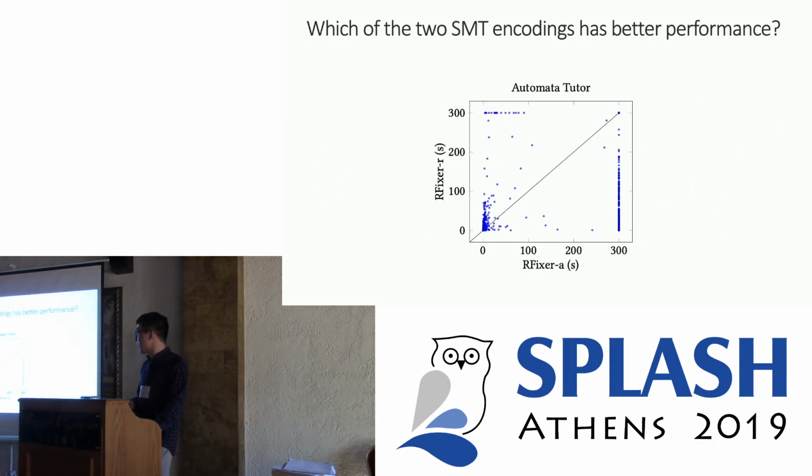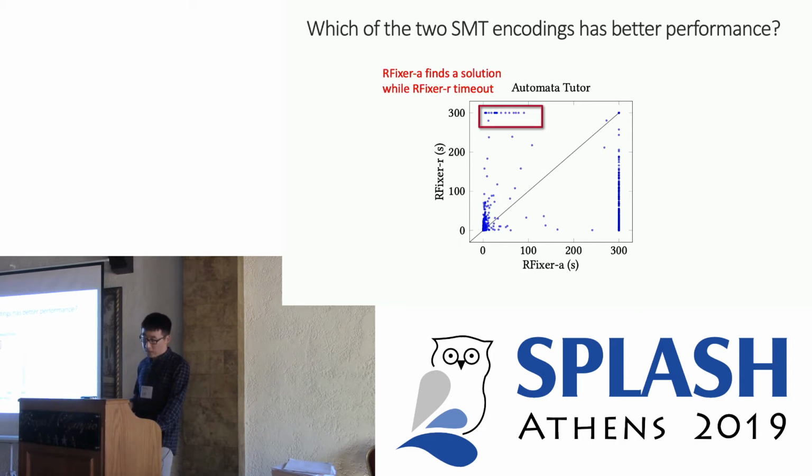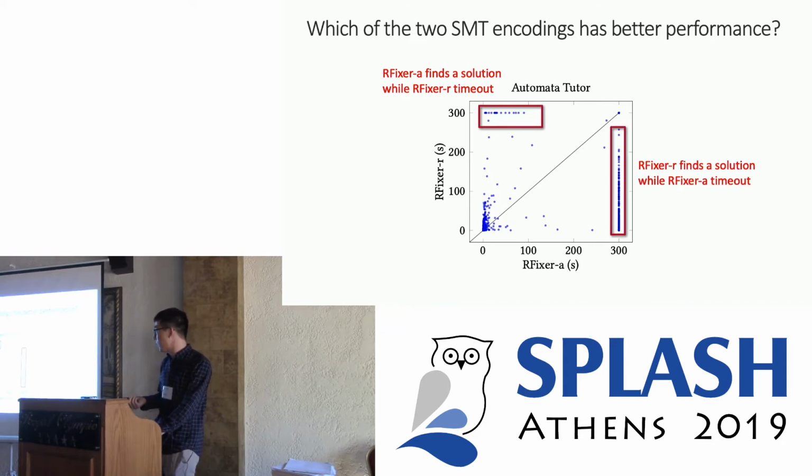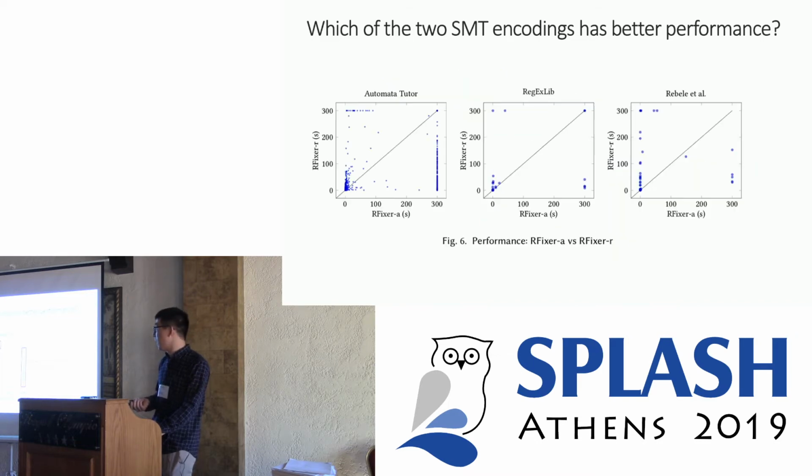And here is a comparison of running time for the 2 SMT encodings. RFixer A denotes the automata-based SMT encoding, and RFixer R denotes the regular expression-based SMT encoding. As we can see, there are many cases where RFixer A finds a solution where the other times out, and vice versa. But in general, RFixer A could terminate much faster than the other technique. And for the other 2 sets of benchmarks, a similar trend is shown here.